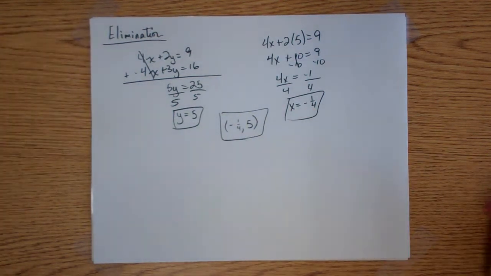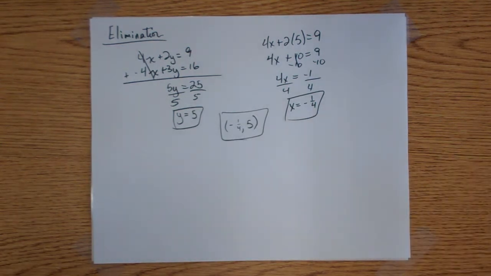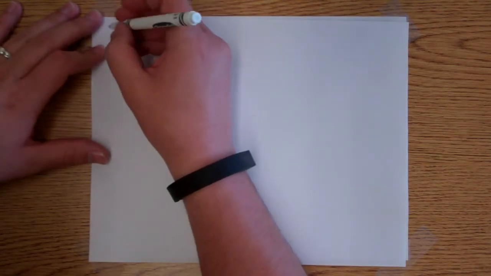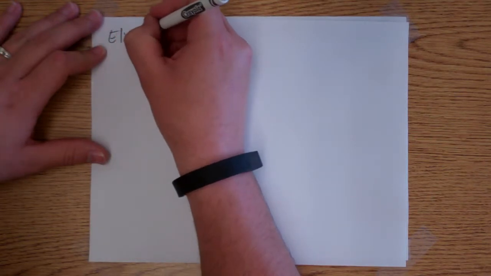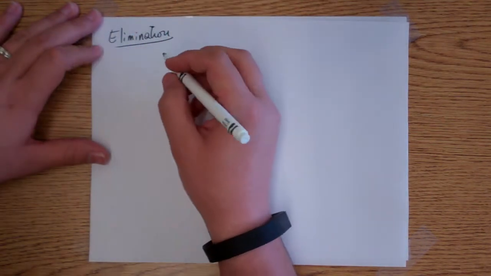All right, so elimination is just that. You want to eliminate one of your variables. Now, elimination goes one step further. This is called solving an equivalent system, but it still involves elimination.